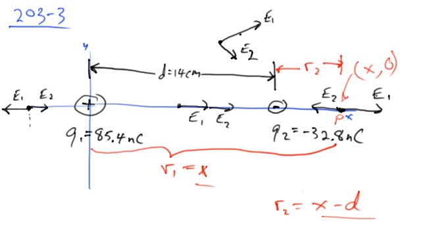And solve for x. Set the sum equal to 0 and solve for x, and that's how you get the answer. You've got to find a value of x. It better turn out to be greater than 14 centimeters because we assumed that it was to the right of particle 2, meaning it's got to be greater than 14 centimeters.